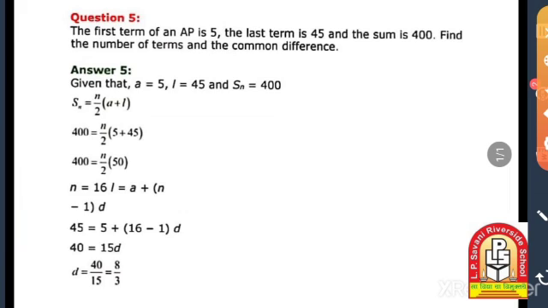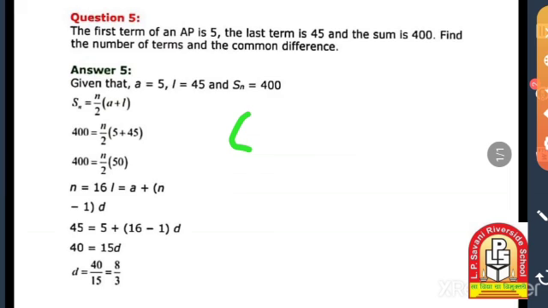Question number 5. The first term of an arithmetic progression is 5. The last term is 45, and the sum is 400. Find the number of terms and the common difference. So a is equal to 5 and L is equal to 45. We have to put Sn is equal to 400 from the equation. So find the number of terms and the common difference.